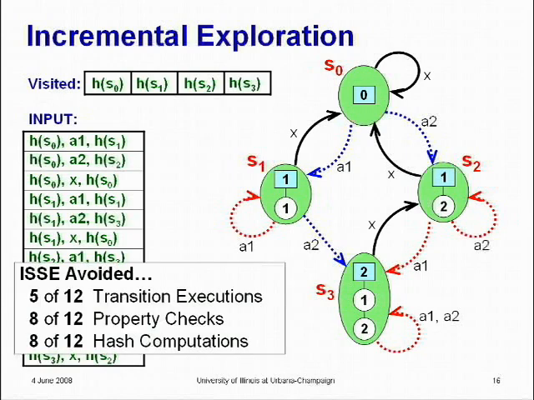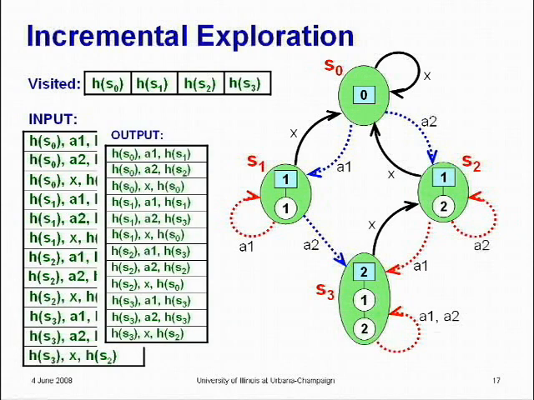Using this approach for incremental state space exploration, in this example we achieved the following reductions. We avoided executing 5 out of 12 transitions. We didn't make 8 out of 12 property checks, and we didn't make 8 out of 12 hash computations. Had we not used the incremental approach, we would have needed to execute all the edges shown in this graph. Also, while reusing the input from a previous exploration, we were building this output data structure for the next one.